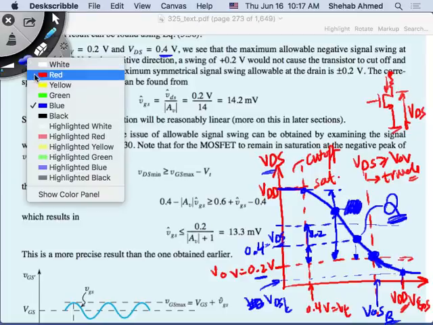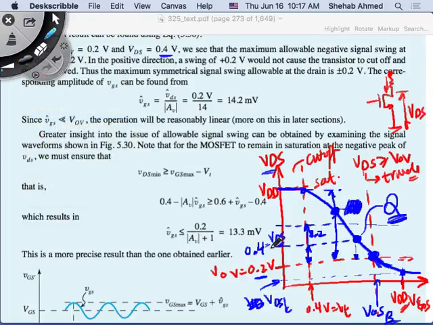Since this is my DC operating point and they're telling me you have a symmetric signal at the input. This is your DC operating point, and you have a symmetric signal at the input. What is going to limit the swing of the signal? Because now you want to see what is the maximum signal that you can put in. The maximum signal that you can put in will be amplified.